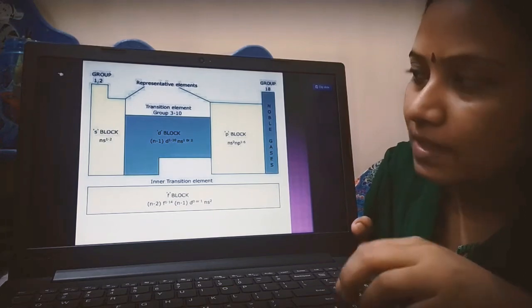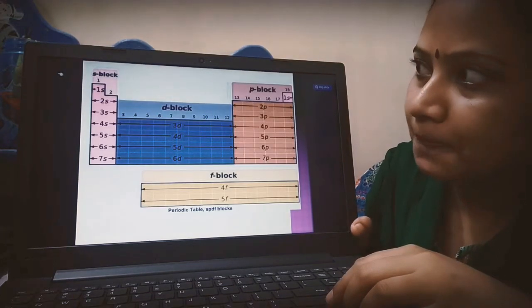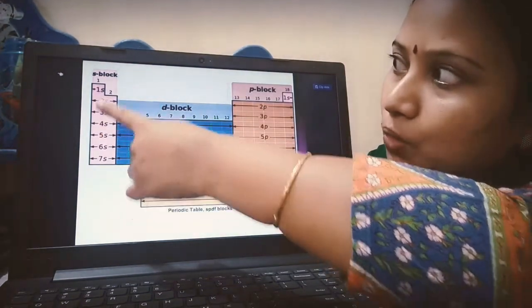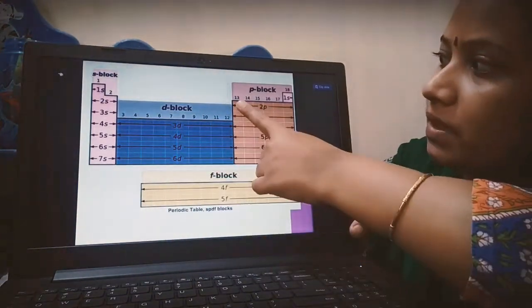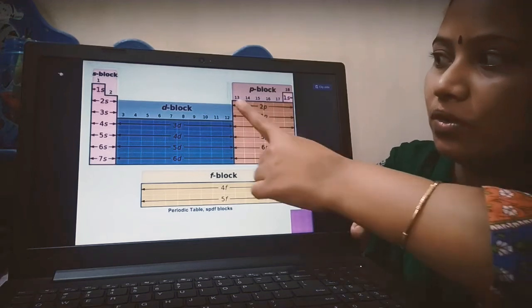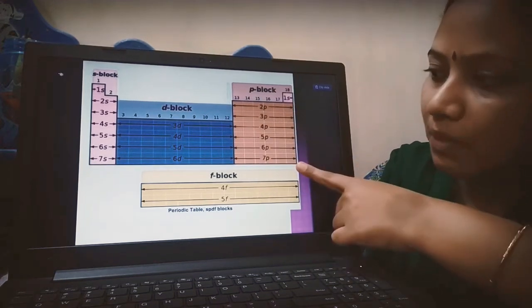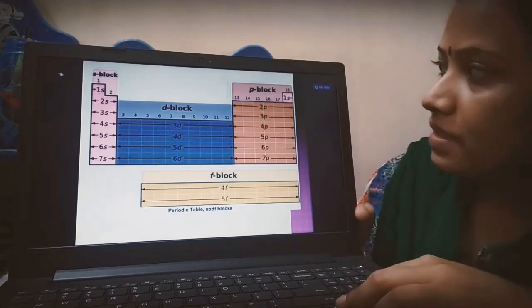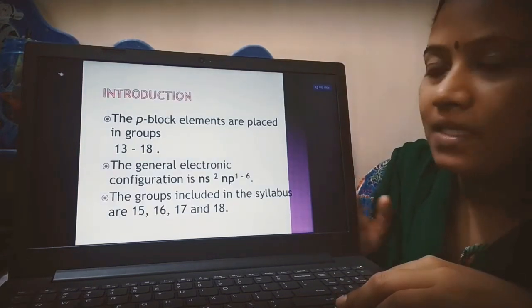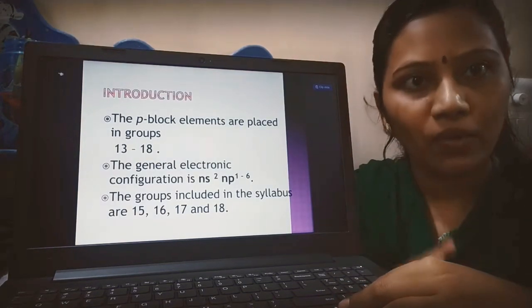Next slide is also about the overview only. See here, group 1 and 2 S block, group 3 to group 12 D block, group 13 to group 18 is P block elements, and down you have F block elements. This is an overview slide. Next, moving to the introduction of P block elements.